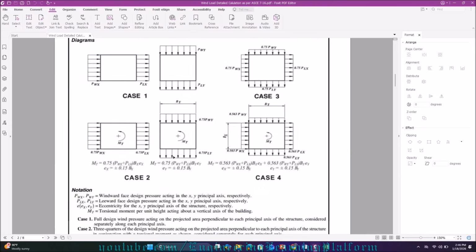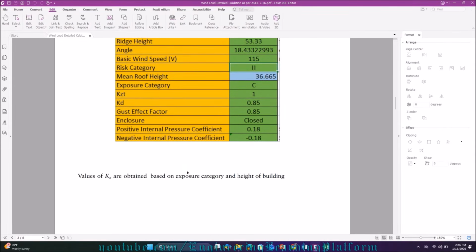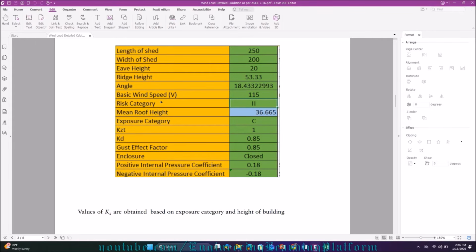Now let's go and see the other factors. See, this is the other data that we have to consider. Our basic wind speed that has been given to me is 150 mph. Risk category is 2. Mean roof height, which we calculated from the average of ridge and eave height, comes out to be 36 feet. Exposure category is C. I have already explained how you get the exposure category.